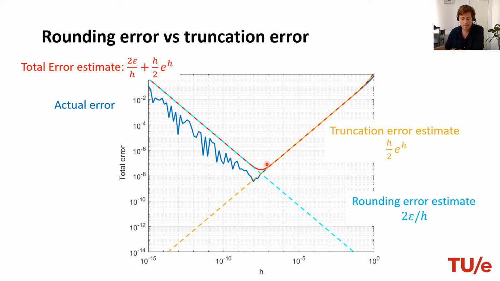So we see that for large h, where the truncation error is really dominant, so for h, let's say, larger than 10 to the power minus 4, the truncation error is much larger than the rounding error. And we actually see that our error estimate is almost identical to the actual error that we observe. So the actual blue line is almost identical to the red line.